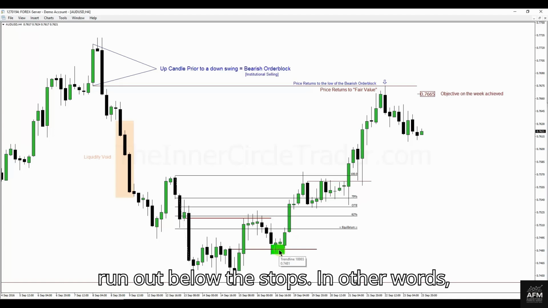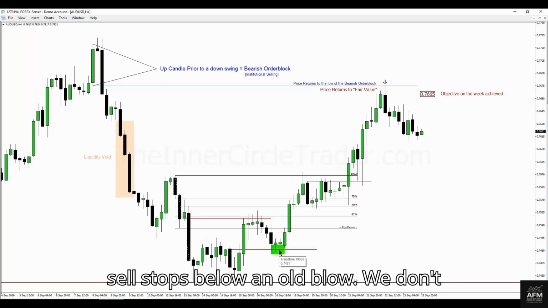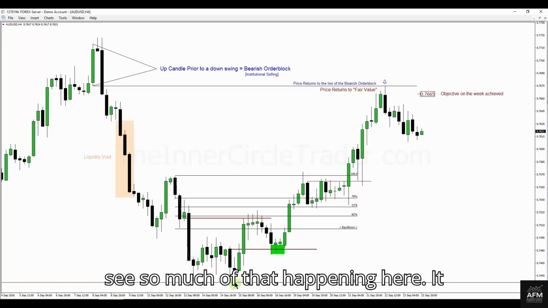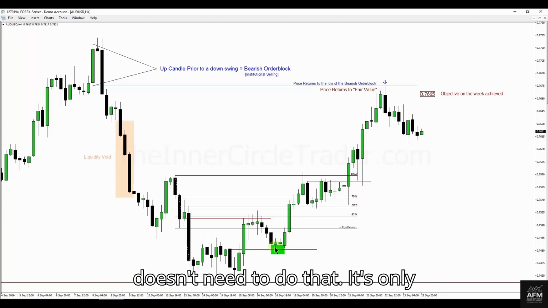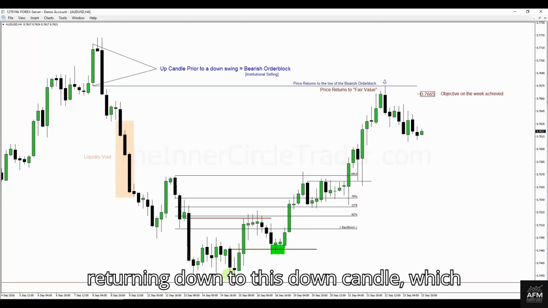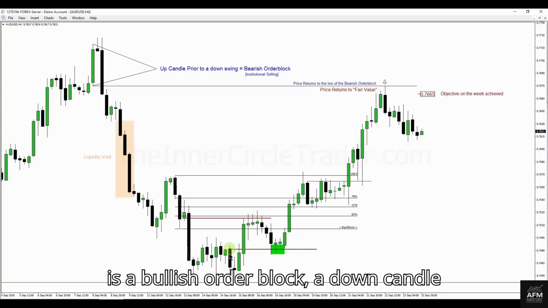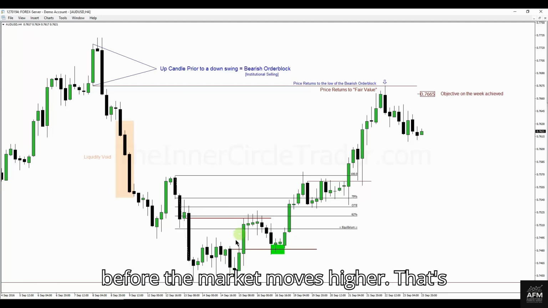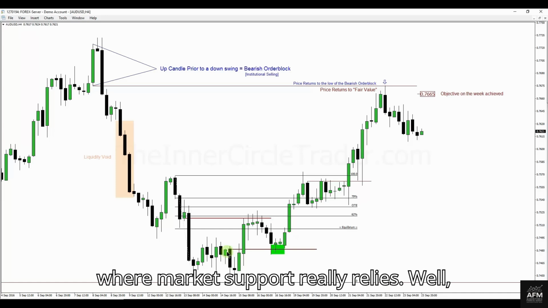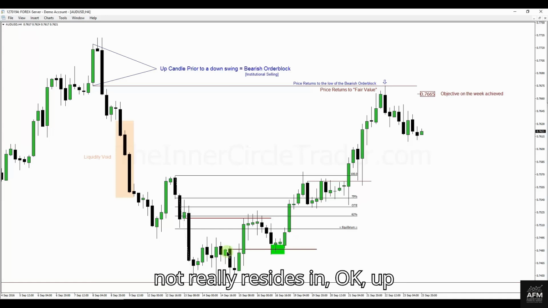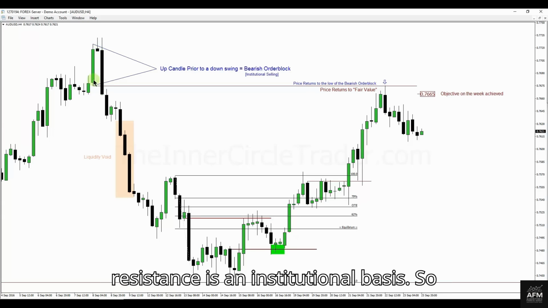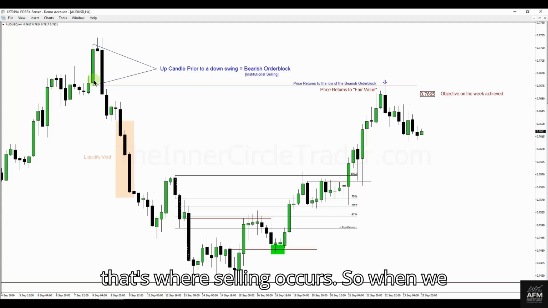An area to run out below the stops. In other words, sell stops below an old low. We don't see so much of that happening here. It doesn't need to do that. It's only returning down to this down candle, which is a bullish order block. A down candle before the market moves higher, that's where market support really resides. Okay, up candles before the market drops down, that up candle is exactly where resistance is on an institutional basis. So that's where selling occurs.